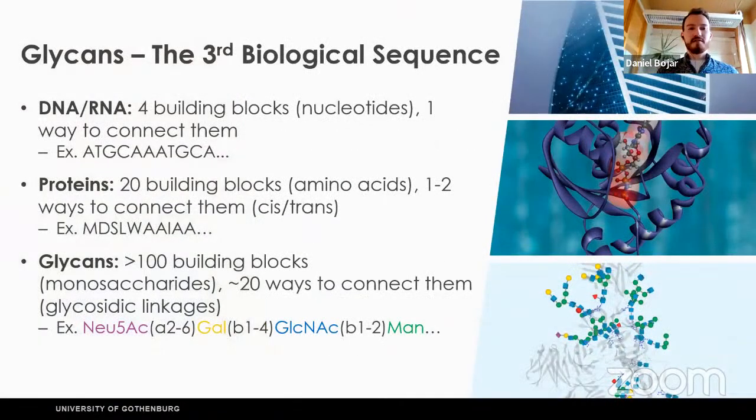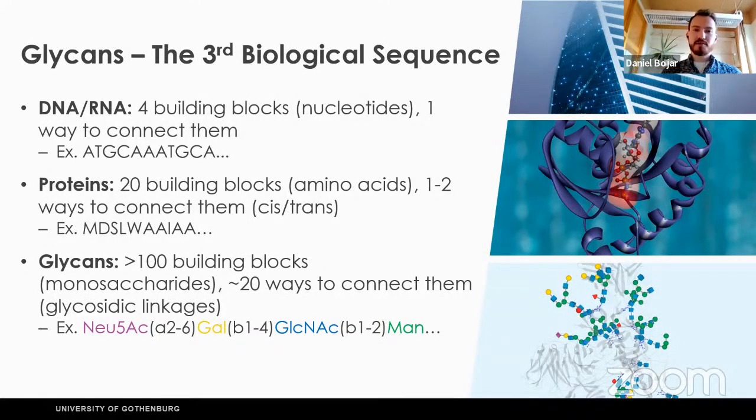So they can really be compared to the other biological sequences that we see in biology. So if we group DNA and RNA under nucleic acids, then glycans would be the third type of biological sequence. DNA and RNA, obviously very well known, are composed of 4 building blocks, and there's only one way that you could connect 2 building blocks. So that gives you a sequence that can be very, very long, but quite information poor, because the options are just so limited. You can have very repetitive regions, etc.